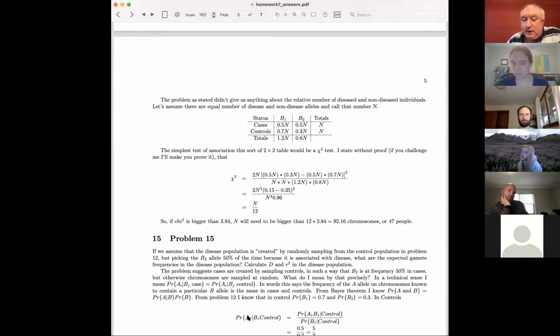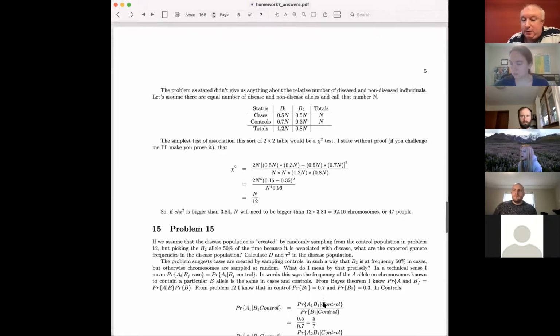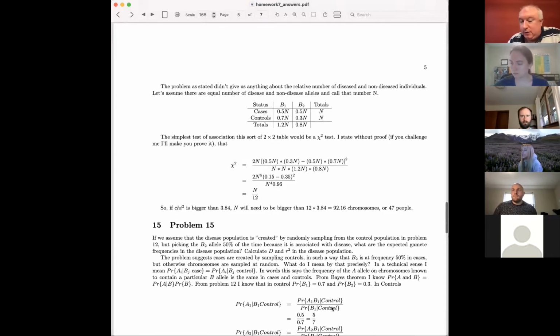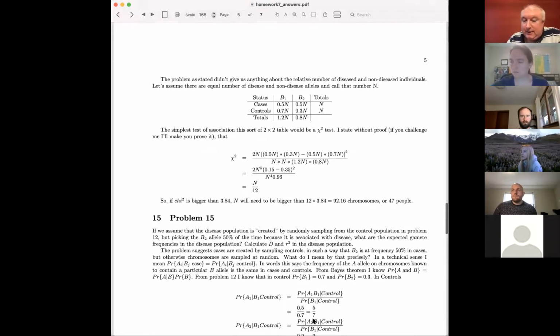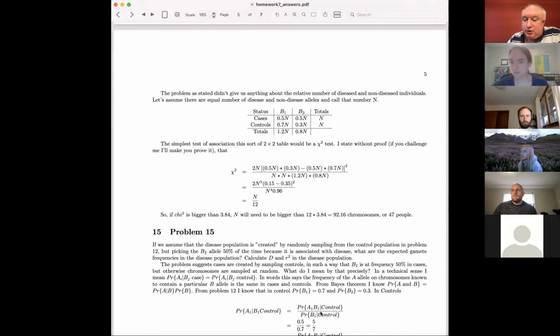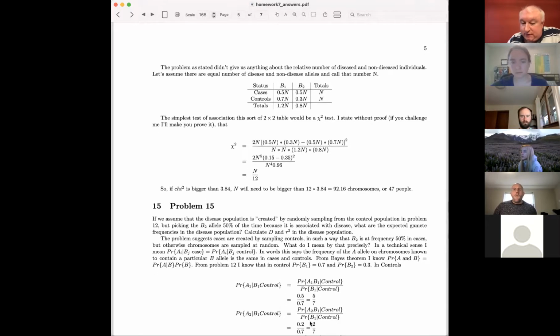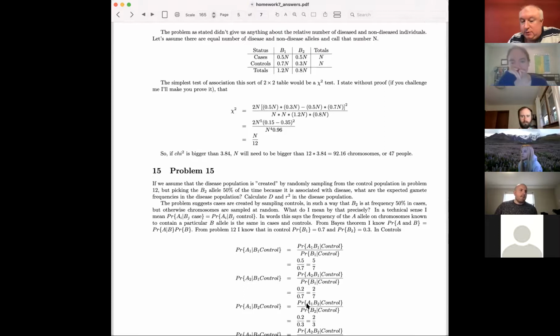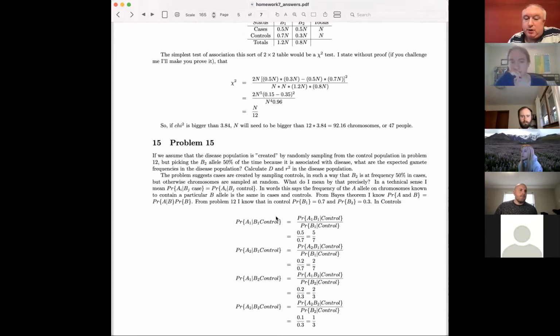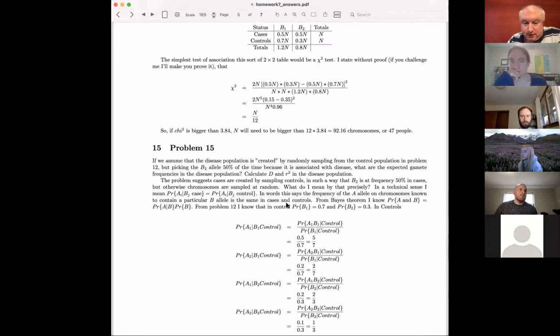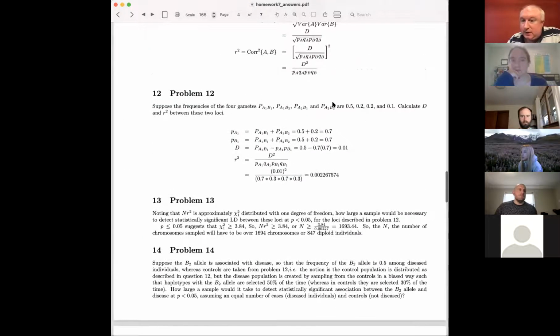So we start with working out the conditional probability of A1 in controls. The probability of A1 given B1 in controls is equal to the frequency of A1, B1 haplotypes in controls divided by the frequency of B1 in controls. We were given that haplotype frequency was 0.5. We were given this allele frequency was 0.7, or at least we worked it out last time. So that conditional frequency is 5/7. This conditional frequency is 2/7. This conditional frequency is 2/3. This conditional frequency is 1/3. So these were just the numbers from controls. These were just the numbers given up here.